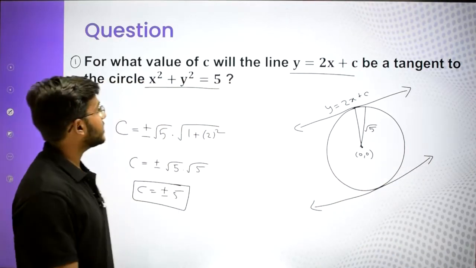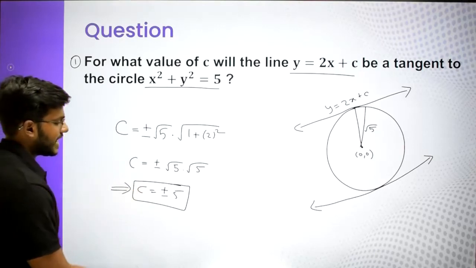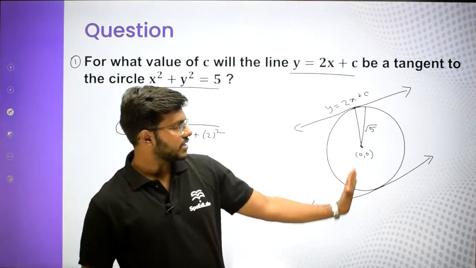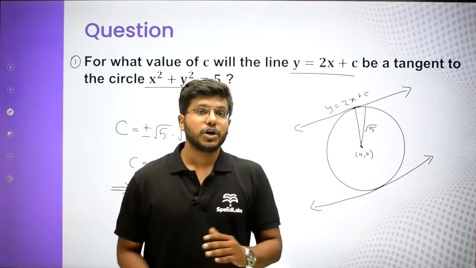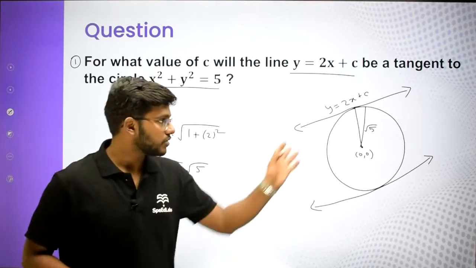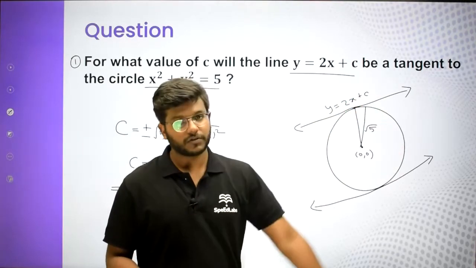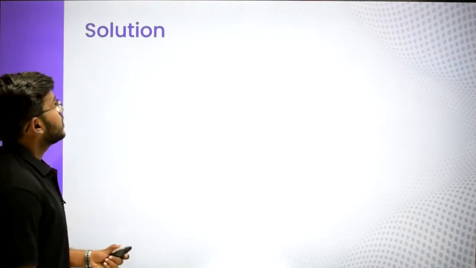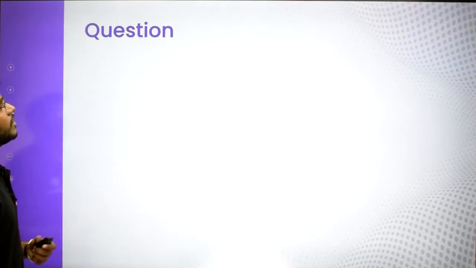Alright, so that's why you can say the value of c should be plus and minus 5, and you can clearly see, yes, there are going to be always two parallel tangents, right? Because with the same slope you are getting two values of c. Okay, alright. Solution we have already seen. One more question guys.